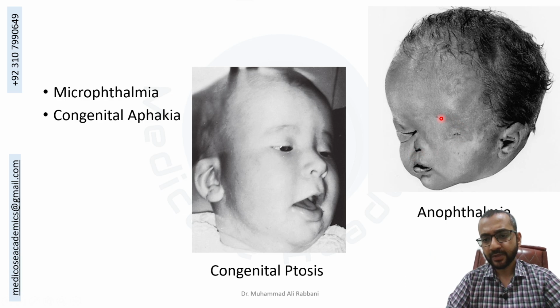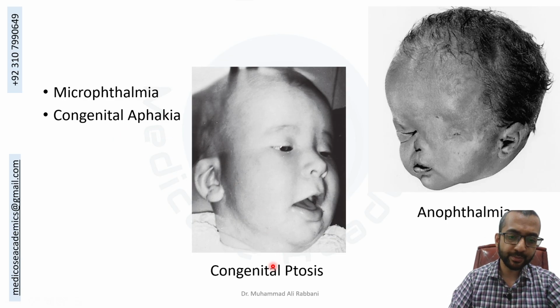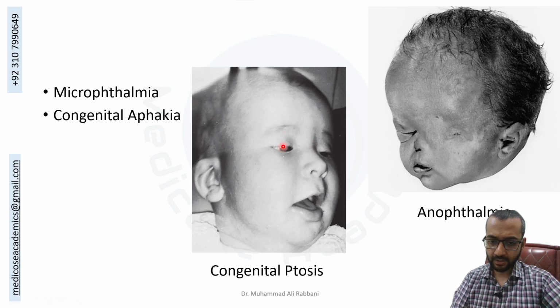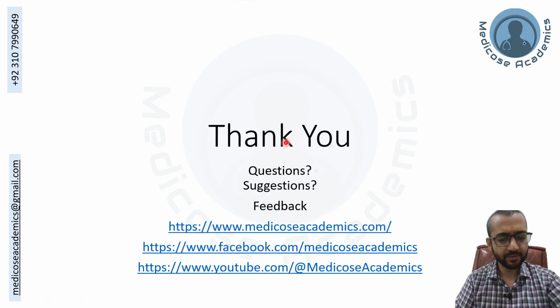If the eyeball is not formed, then the orbital socket also does not form very nicely. So anophthalmia means absence of the eyeball. Congenital aphakia means congenital absence of the lens. Congenital ptosis means drooping of the eyelids. It may be due to a number of causes, due to development of the muscles, or a sympathetic supply defect, or something else.